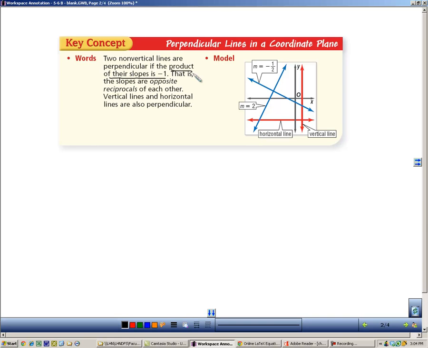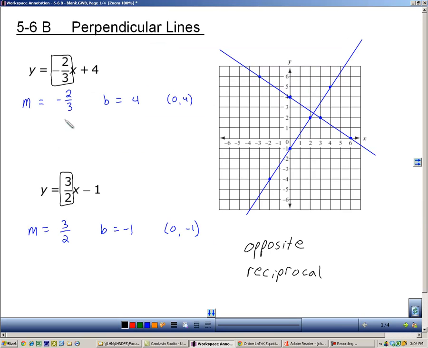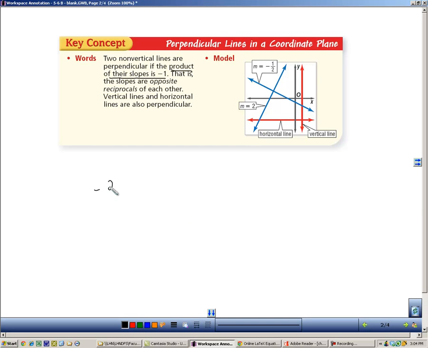Now, that's another way of saying opposite reciprocals, because let's do that. Negative 2/3 and 3/2. Let's take our two slopes and multiply them, because that's what the word product means, right? 2 times 3 is 6. 3 times 2 is 6 with a negative. Well, what's that equal? That equals negative 1. So these two slopes form perpendicular lines. Now it also says just what I said before. The slopes are opposite and reciprocals. If that's the case, you know that the two lines that you have are perpendicular.